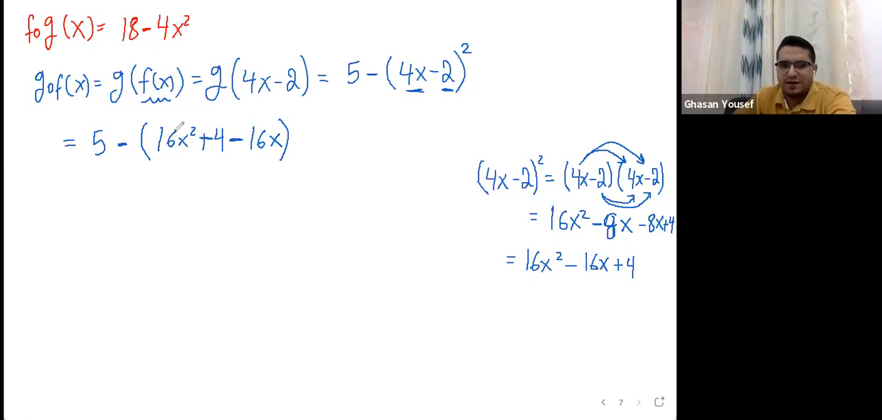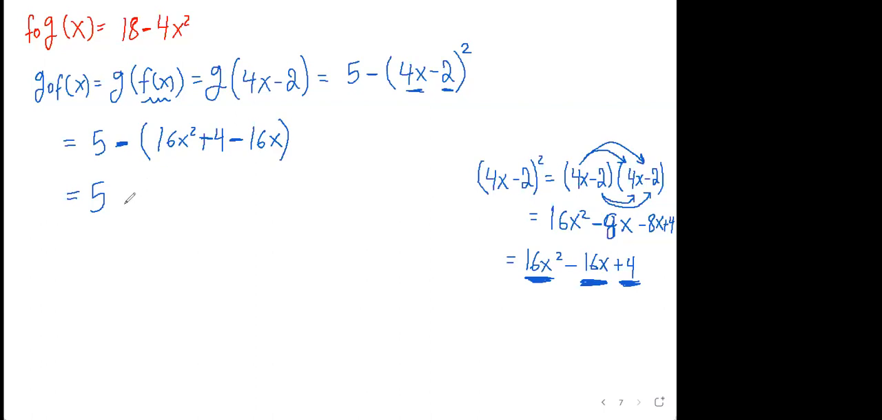So I get the same answer. Look, 16x squared, the same here, plus 4 and minus 16x. Here I get minus 16x. So now we have to multiply the minus inside the parentheses. Can anyone do this? We multiply the minus inside the parentheses.